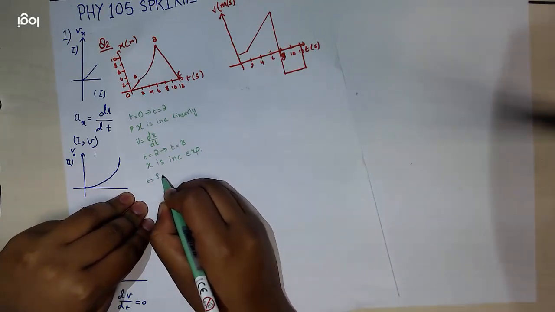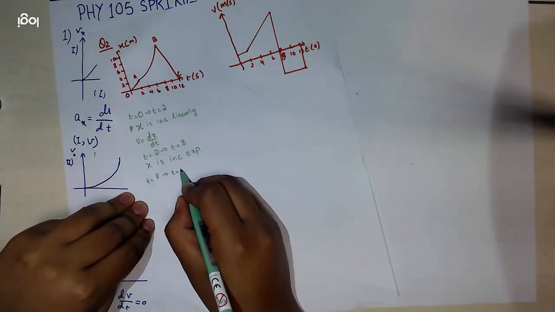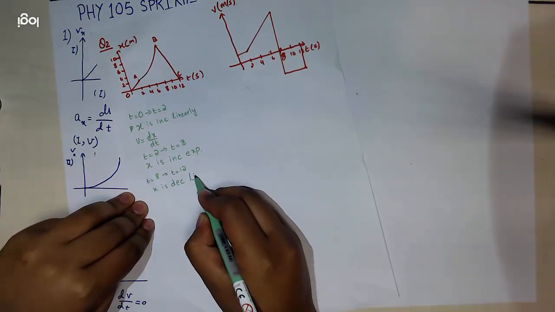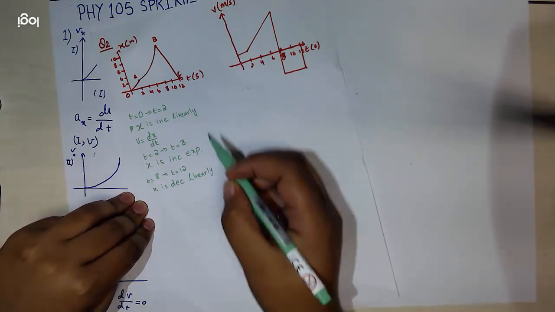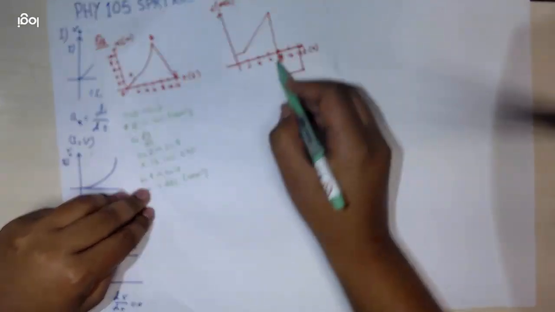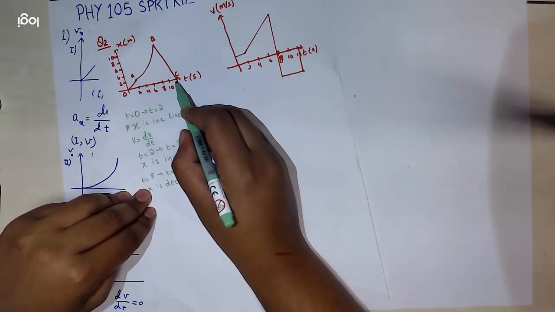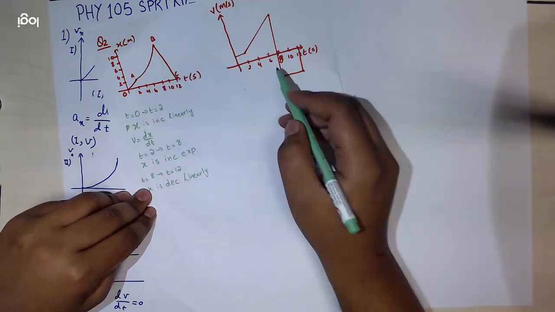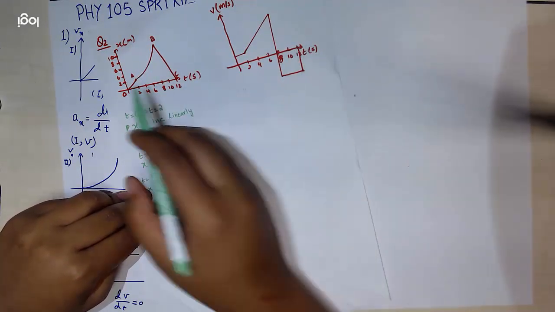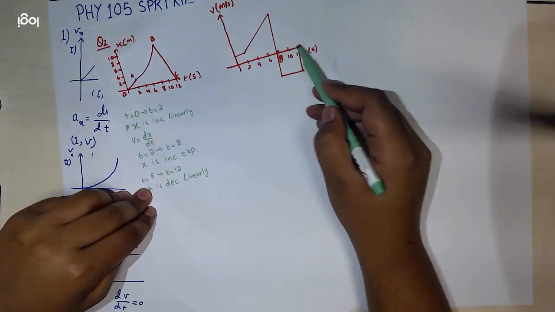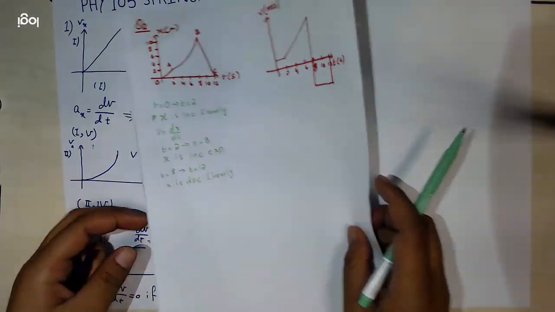From t8 till t12, x is decreasing linearly. So here we have a negative gradient as it's decreasing, and since the gradient is constant, our velocity will be a constant number here. At t equals 12, the position is 0, so our velocity will also get to 0, because it came back to the point where it started. Okay.